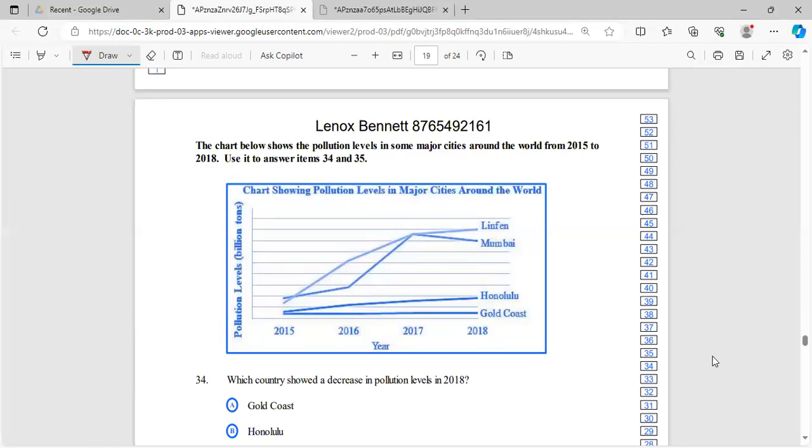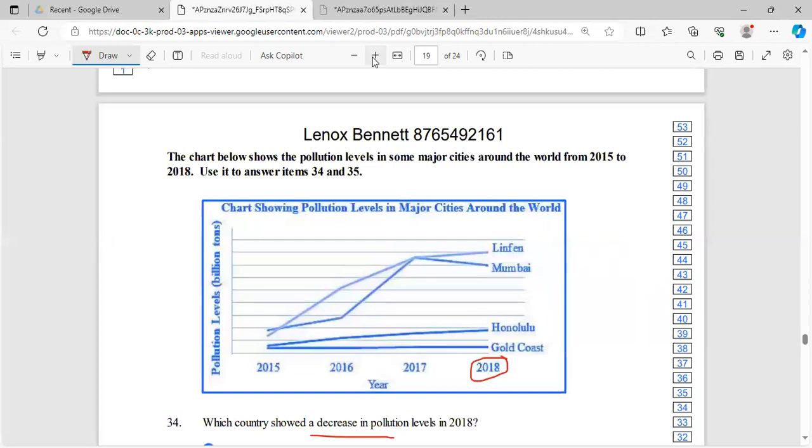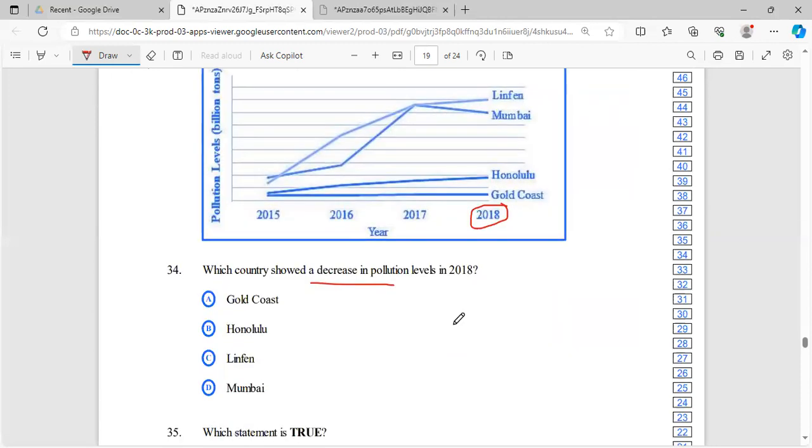Okay, Mumbai, 2018. So this would be 2018. Compared to 2017, this goes down. This basically goes up. This basically continues the same. This actually goes up. And it just shows a decrease. Decrease means less. So yeah, I'm going to go with Mumbai. So Mumbai would be the answer for that.